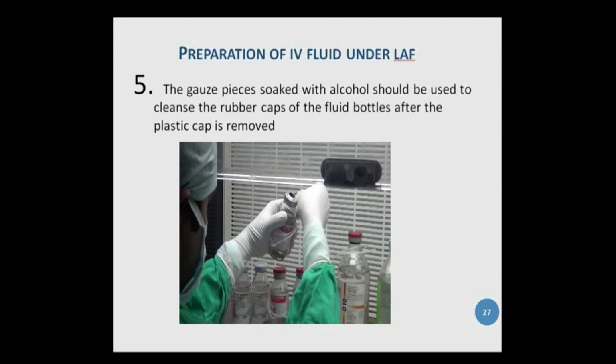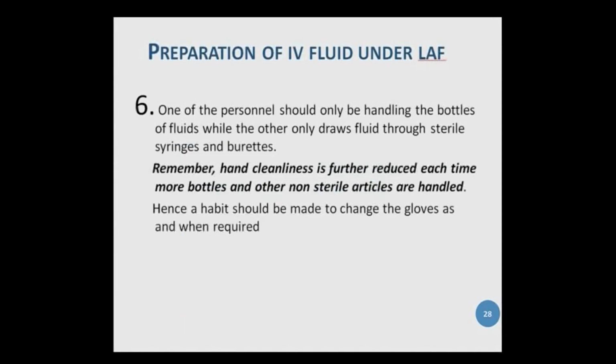For step number 5, the gauze pieces soaked with alcohol should be used to cleanse the rubber caps of the fluid bottles after the plastic cap is removed. Now one of the personnel should only be handling the bottle of the fluids while the other only draws fluid through the sterile syringes and the burettes.